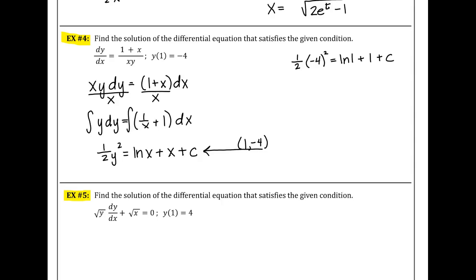Okay, be sure that that negative 4 is in the parentheses. You're squaring the 4 and the minus sign, okay? So this becomes 1/2 of 16.